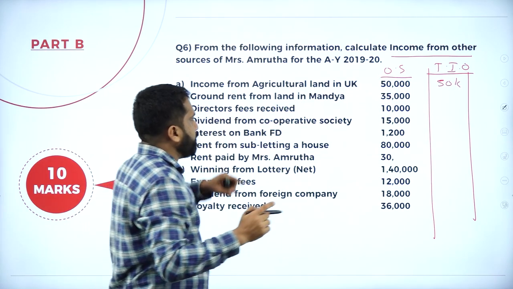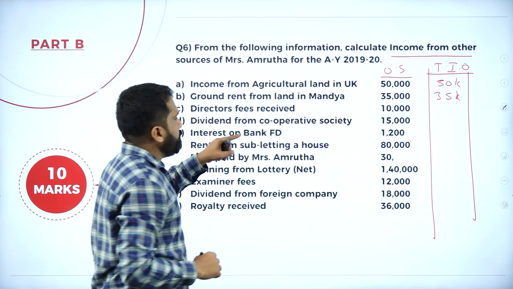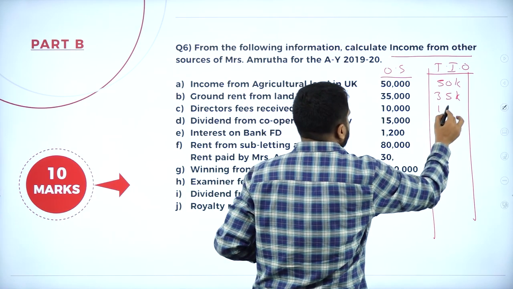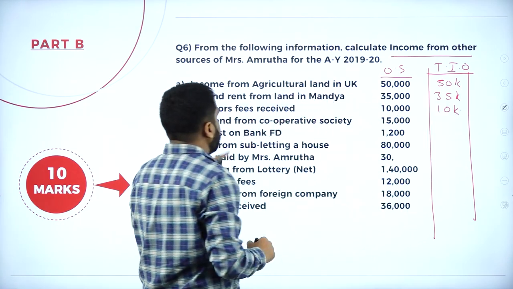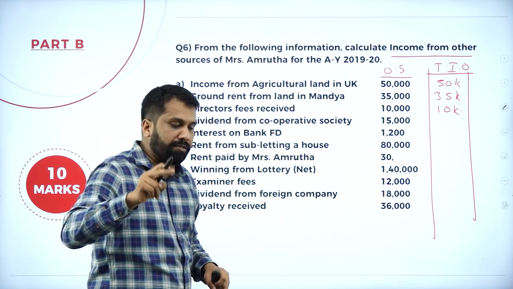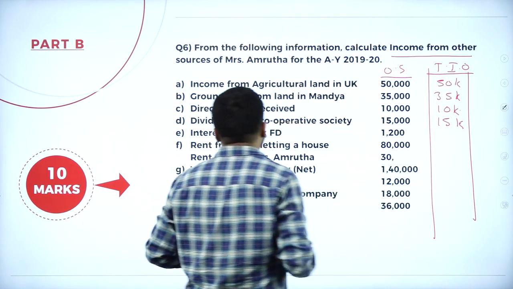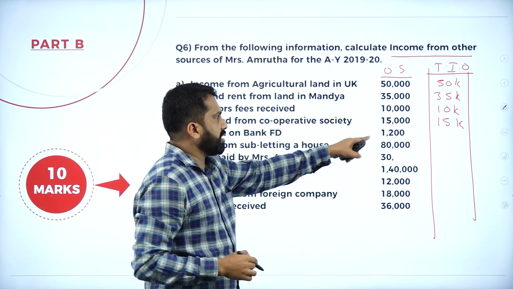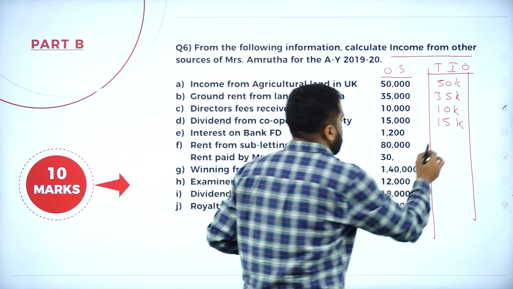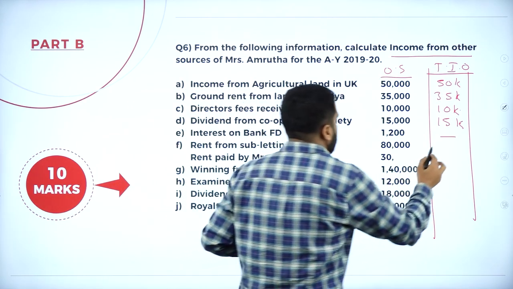Ground rent from land in Mandya, it will come. Director fees received will come. Dividend from cooperative society, yes, it is not an Indian company, it is a cooperative society, will come. Interest on bank FD, 1200, below limit, so it will not come. Rent from subletting a house, 80,000, will come.